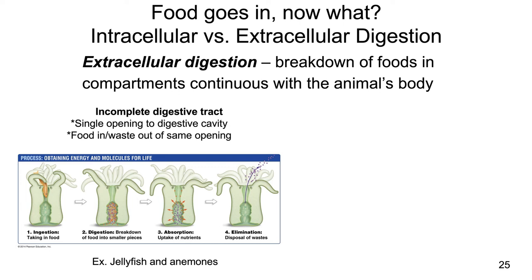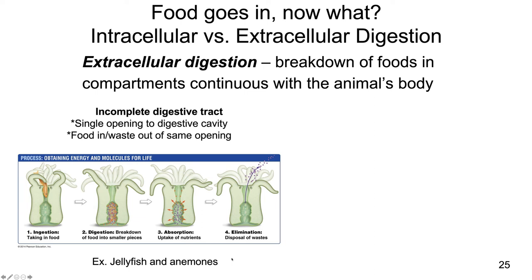The first type is extracellular digestion that happens in an organism with what's called an incomplete digestive tract. An incomplete digestive tract is one that only has a single opening to the digestive cavity. So you don't have a mouth and an anus, you've only got one hole, okay? The food goes in and the waste goes out of that same hole. Your mouth and your anus are the same hole. This is something that we see in jellyfish and anemones. And once again, jellyfish and anemones are animals, and they're animals with an incomplete digestive tract.